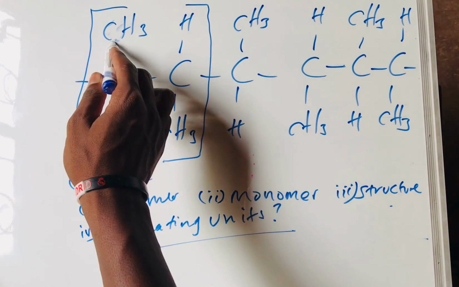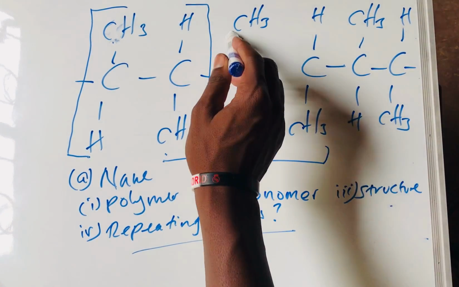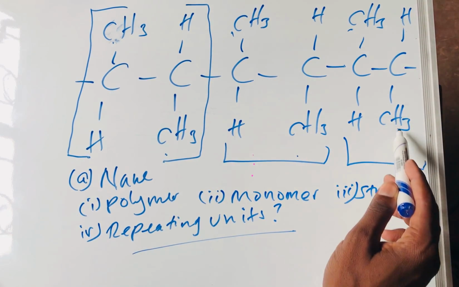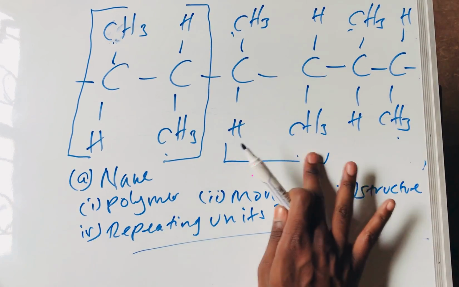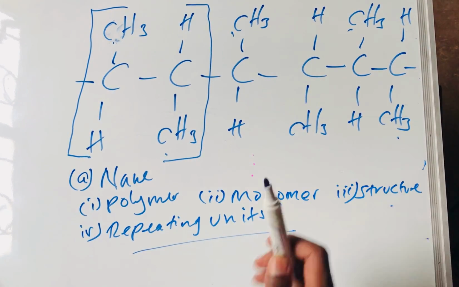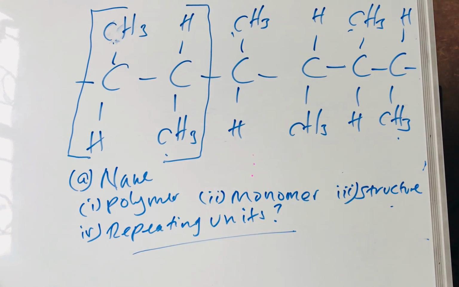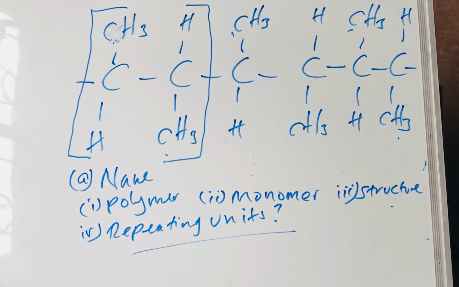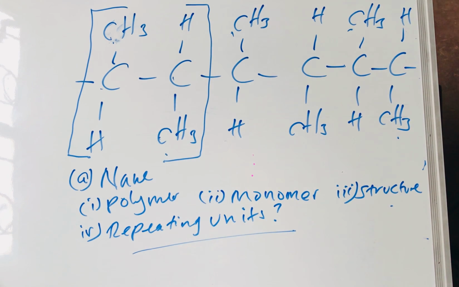As you can see, there's a CH3, CH3. This is also another repeating unit here. CH3, CH3. This is also another repeating unit there. CH3, CH3. So to name this compound, we look at one repeating unit. So this is one repeating unit. Now, how many carbons are you able to see in this repeating unit? 1, 2, 3, 4. There are 4 carbons in this repeating unit.